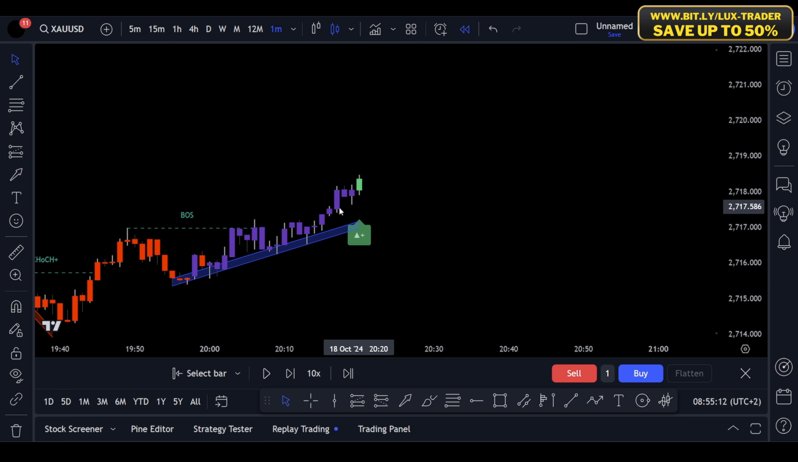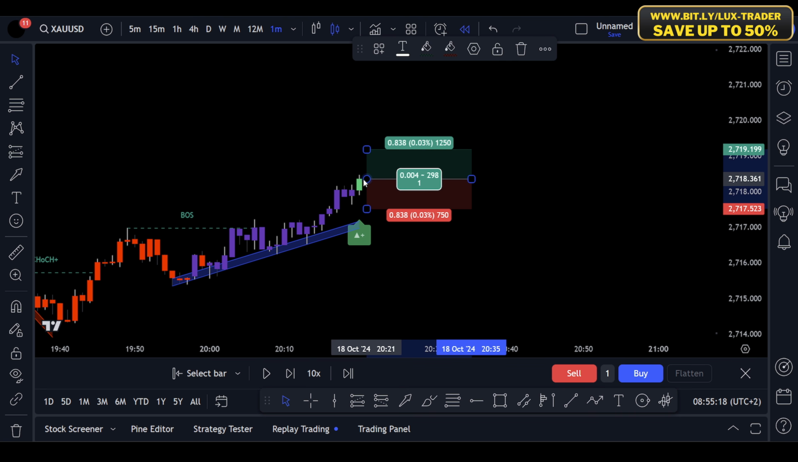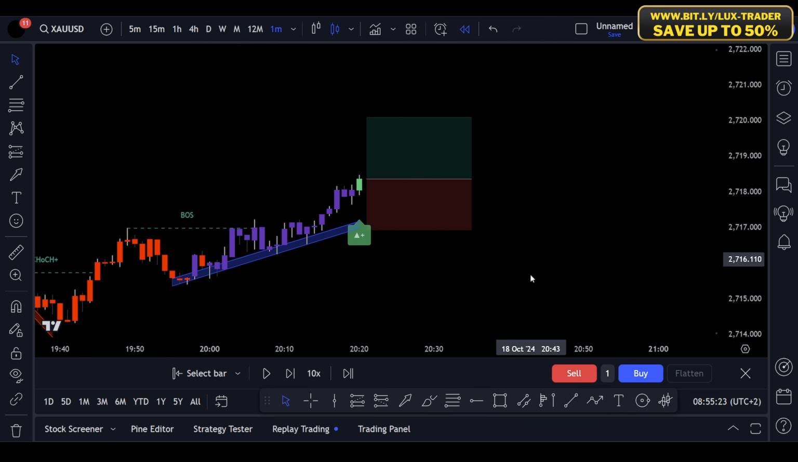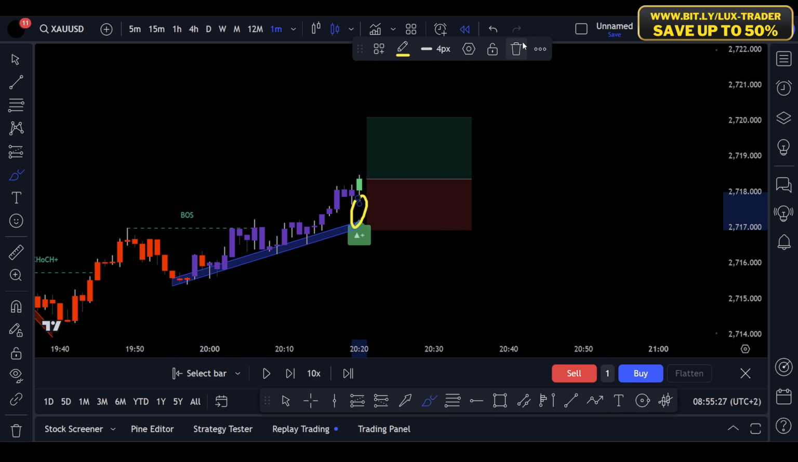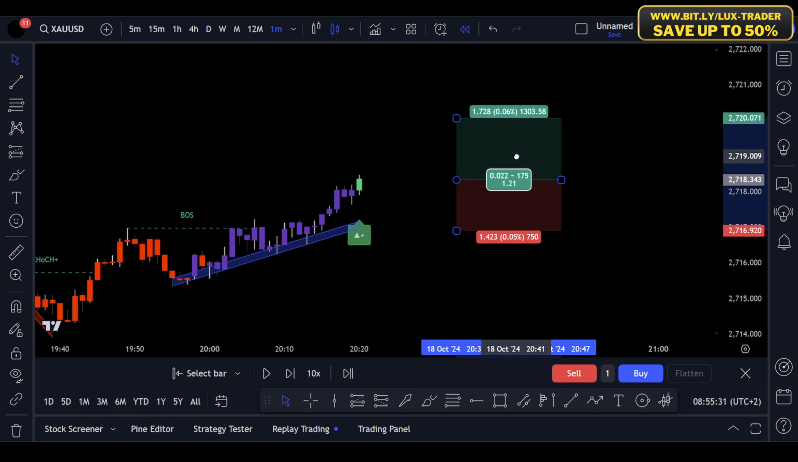And third, within this uptrend, you want to see a BOS label appear. Once all these conditions are met, you can enter a buy trade. However, make sure the price at the candlestick where all conditions align isn't too far away from the current trend line. If it is, it's better to wait for a pullback into the trend line before entering.